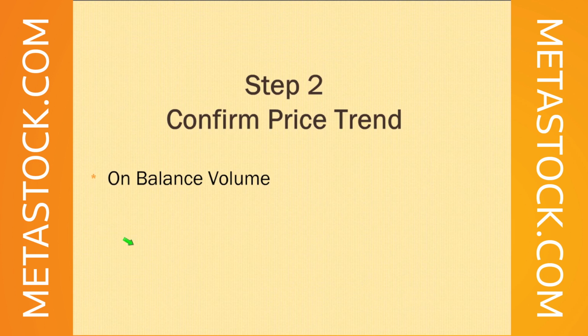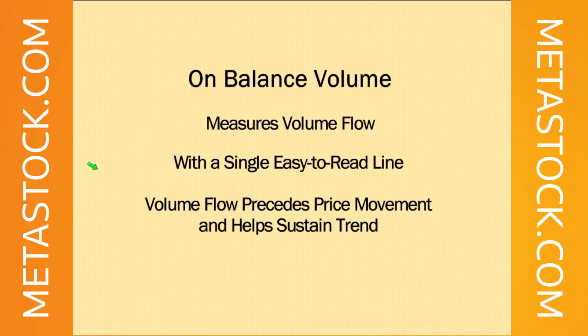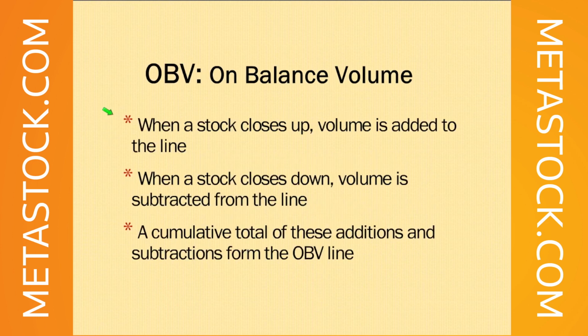Okay, step 2 of our prime trade select is we want to confirm the price trend. So if we see a stock and the 50-day exponential moving average is above the 100-day, and that stock is on a buy signal, the next step is we want to confirm that price uptrend. One of the indicators I use is on balance volume. On balance volume measures the volume flow with a simple line, and the volume flow precedes the price movement, and also helps sustain the trend. So this is a valuable confirmation indicator.